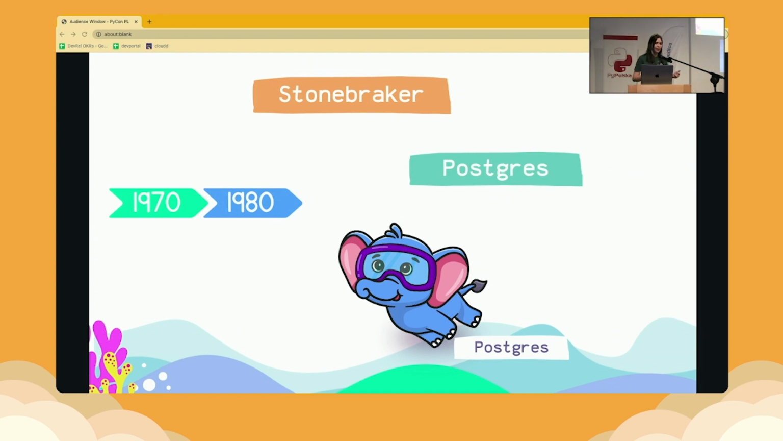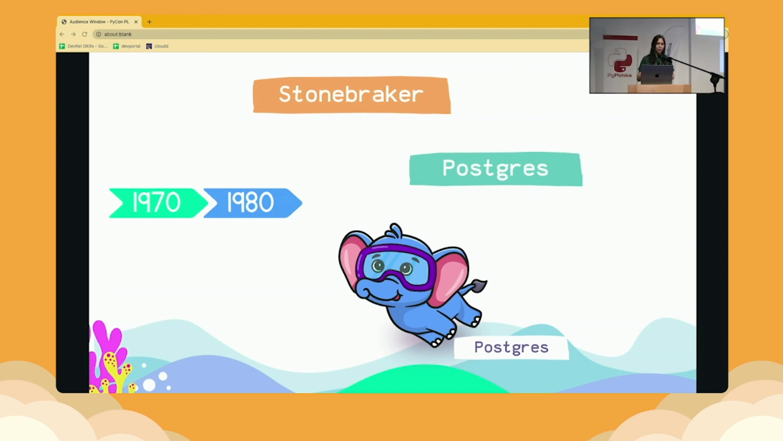One of the scientists, Stonebraker, left the university and said, okay, maybe I will do my own database, business related. But then he went back to the university again and said, okay, actually what I want to work on is a Postgres database, a post-Ingres database. So it still is the one that we know nowadays.